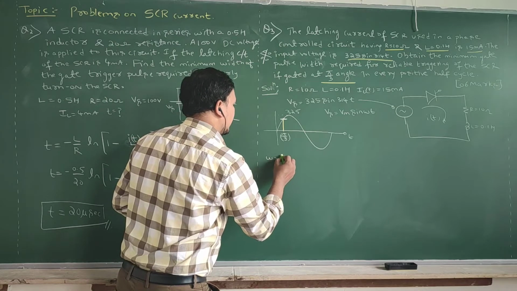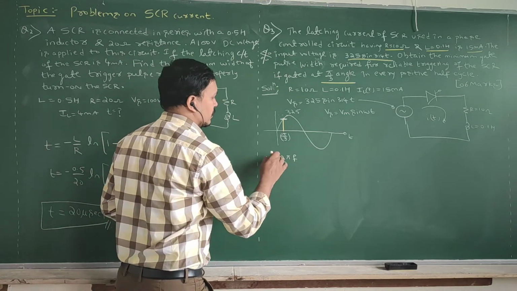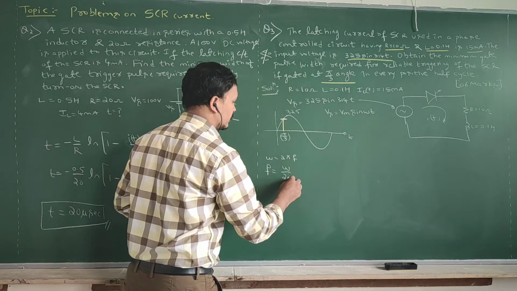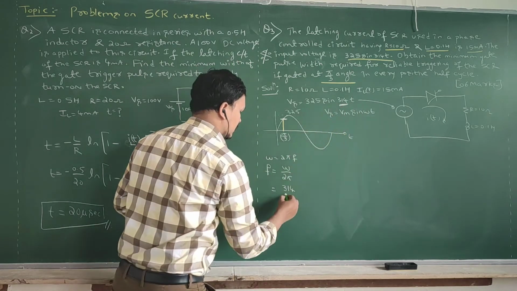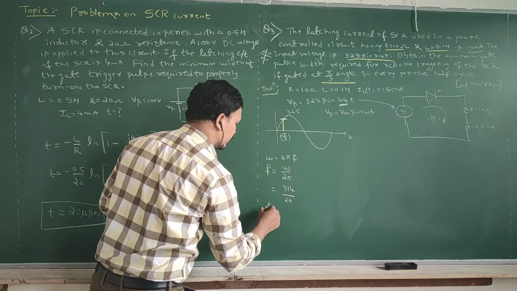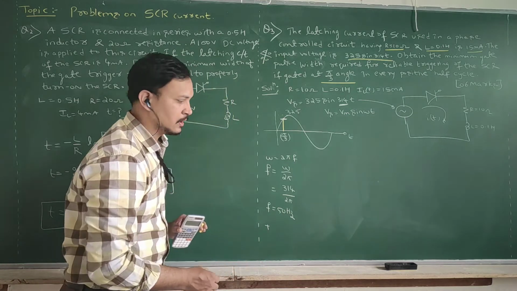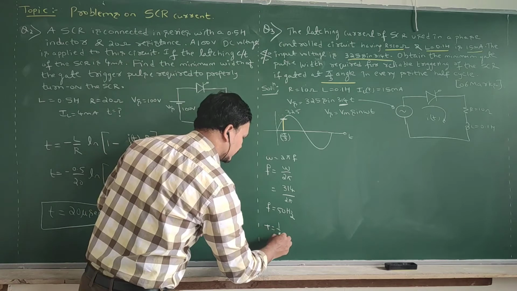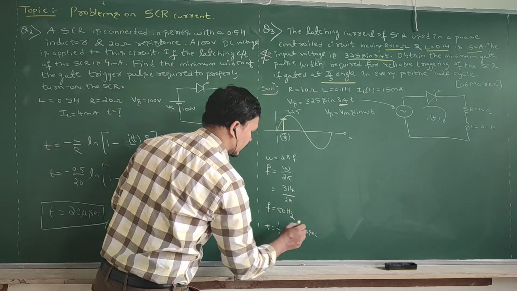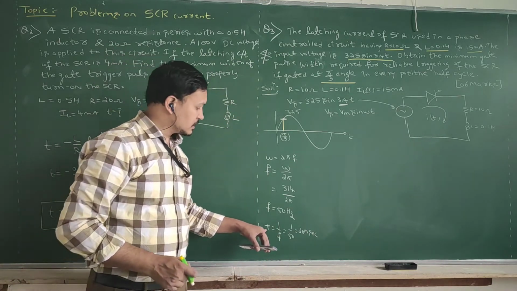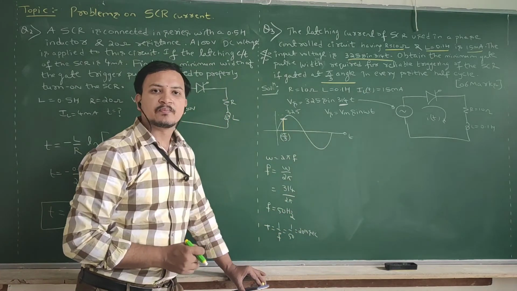Guys, what is the omega value? 2 pi f. From this you calculate the frequency. What is the frequency? Omega by 2 pi. What is omega given in the problem? Omega is 314 divided by 2 pi. So we get 50 hertz. Okay, now calculate the time. What is the time? 1 by f. So 1 by 50, you will get 20 milliseconds. Okay, 20 milliseconds. What is this time period? The time taken to complete one cycle is 20 milliseconds.